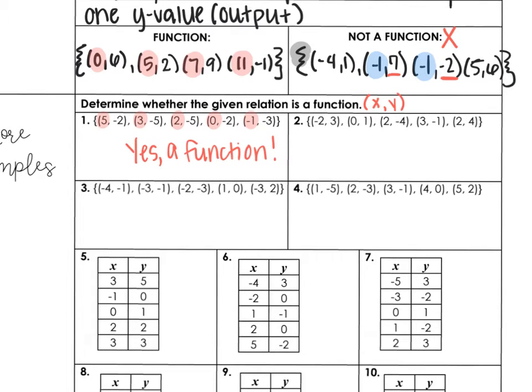Let's look at number 2. Do any of our x values repeat? Well, here our x's repeat. Now, let's just check to see, are the y's different? So this one is a -4, and that one is a +4. So because we have the same x value, but a different y value for each, this one is not a function.